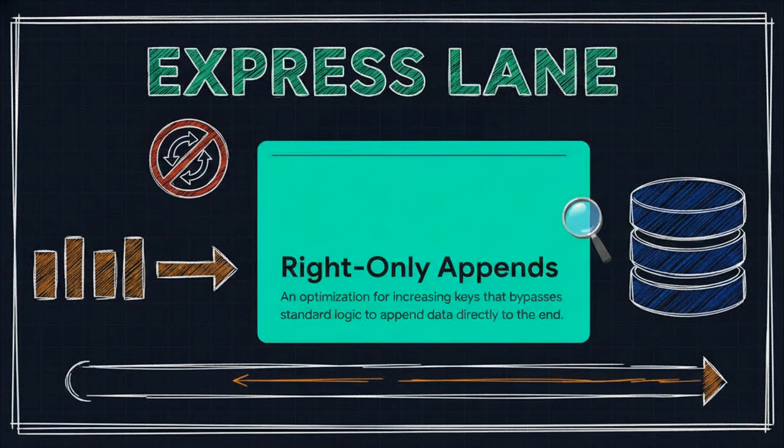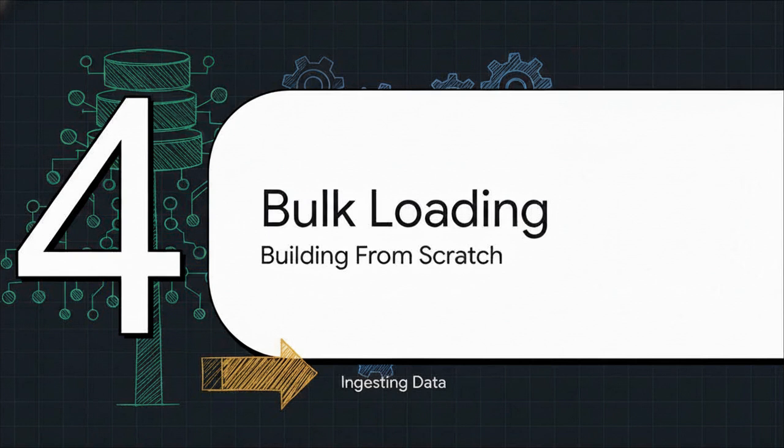Basically, the database gets smart, it sees this conga line pattern forming, and pretty much says, you know what? Forget the normal rules. It completely bypasses all the complex logic of trying to find the right spot in the tree and just tacks the new data straight onto the end. It's like a purpose-built express lane, and it makes this super common task way, way faster.